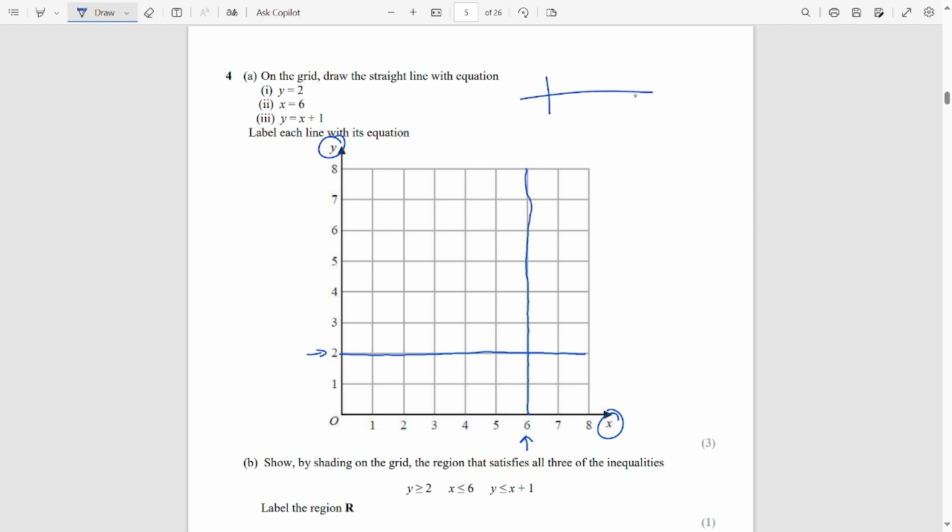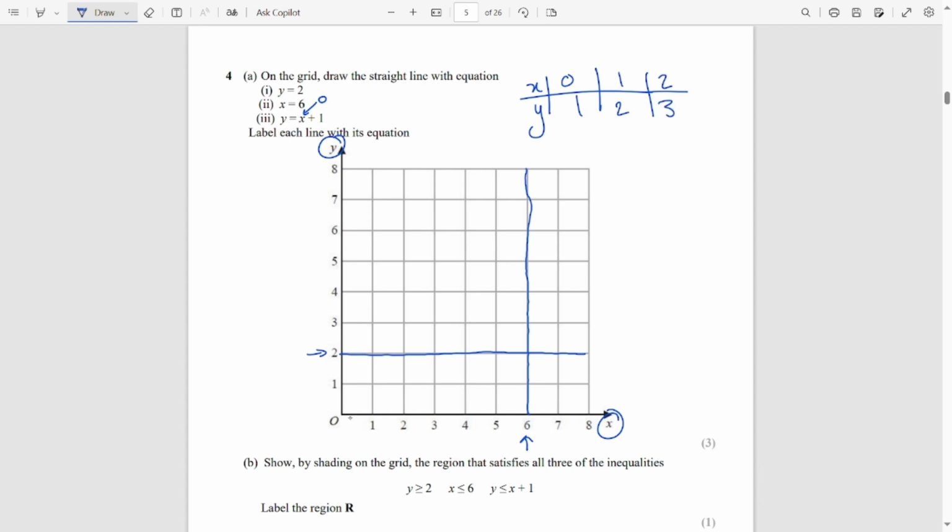This is slightly harder, I guess. So we're going to do x and y. And let's put in some values. So let's pretend that x is 0, 1, and 2. Well, y is x plus 1. So 0 plus 1 is going to be 1. 1 plus 1 is going to be 2. And then 2 plus 1 is going to be 3.